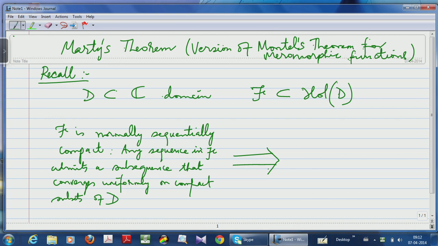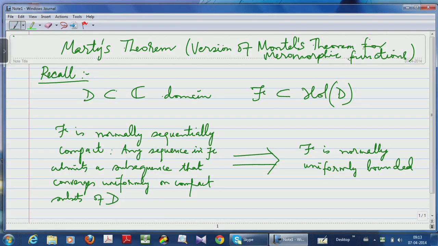you will get immediately that F is normally uniformly bounded. That means that given this family of functions in script F, if you restrict it to any compact set, then that family will have a uniform bound. There is some positive number such that the modulus of the functions is bounded by that number, and this will work for all functions and for all points on that compact set.